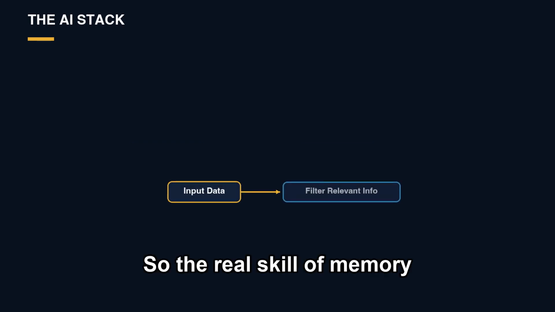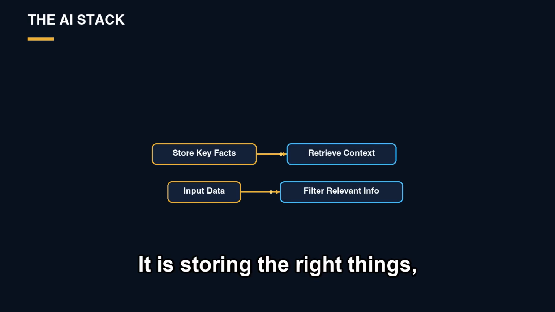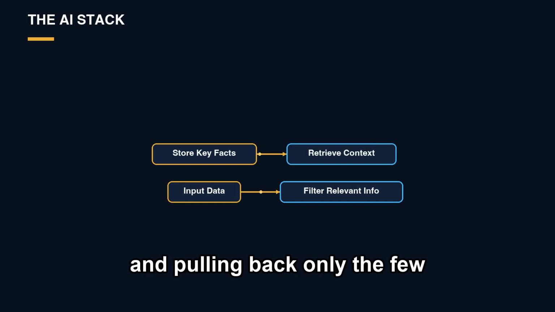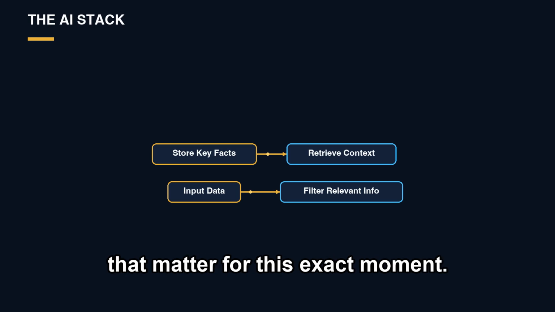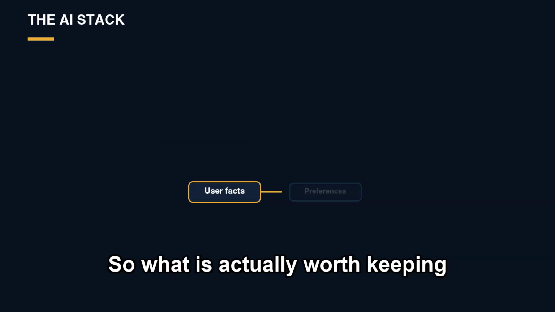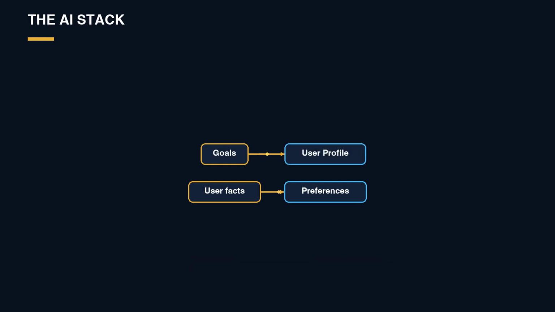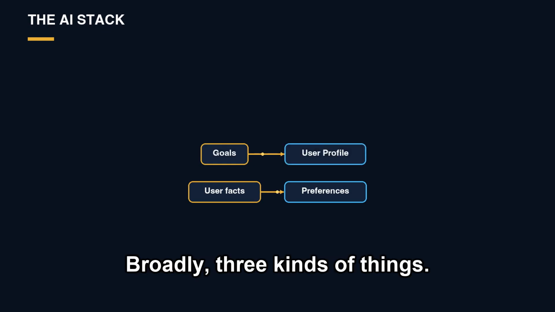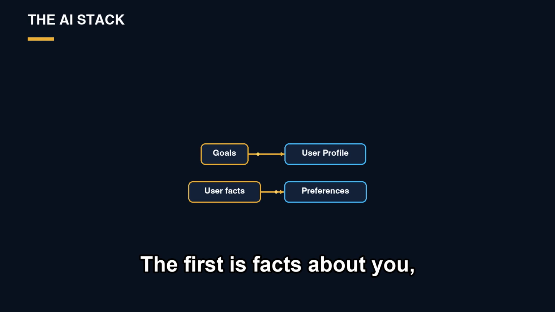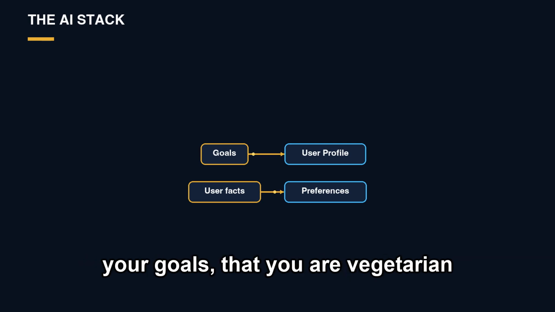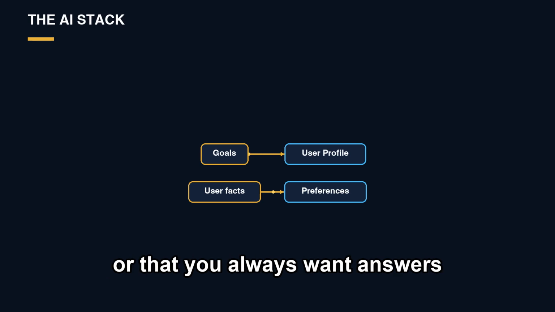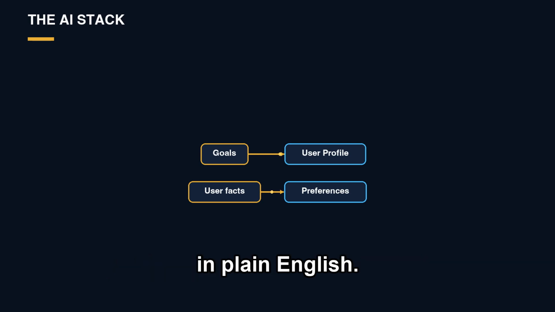So the real skill of memory is not storing everything. It is storing the right things and pulling back only the few that matter for this exact moment. So what is actually worth keeping in long-term memory? Broadly, three kinds of things. The first is facts about you, the user, your name, your preferences, your goals, that you are vegetarian or that you always want answers in plain English.